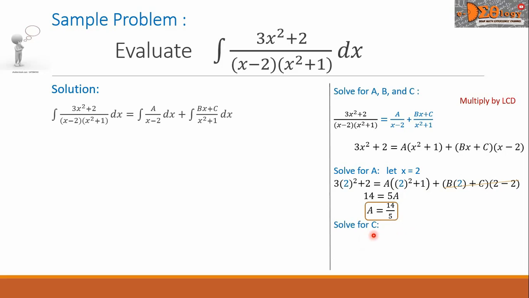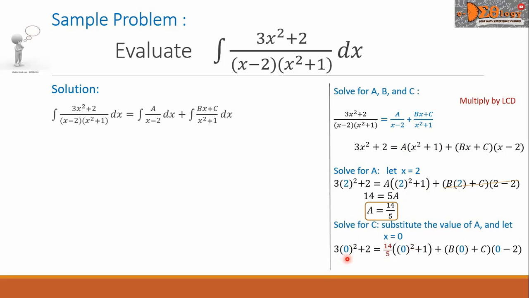Now let us solve for C. We substitute the value of A in this equation and we let x be equal to 0. So we have now 3 times 0 squared plus 2 on the left equals 14 over 5, that is the value of A, times the quantity 0 squared plus 1 plus B times 0 plus C times the quantity 0 minus 2. We can cancel all the zeros in here. By simplifying further, the left-hand side becomes 2, and this is equal to 14 over 5 minus 2C. When we simplify this equation, we will get the value of C, and that is 2 over 5.